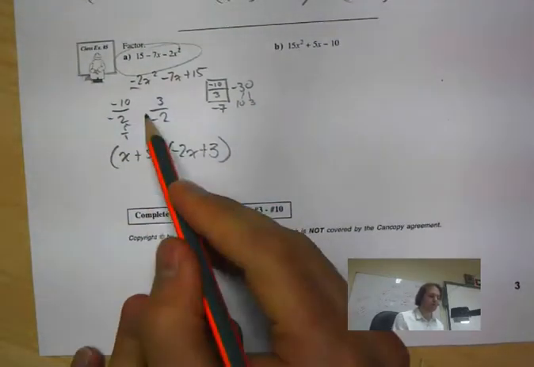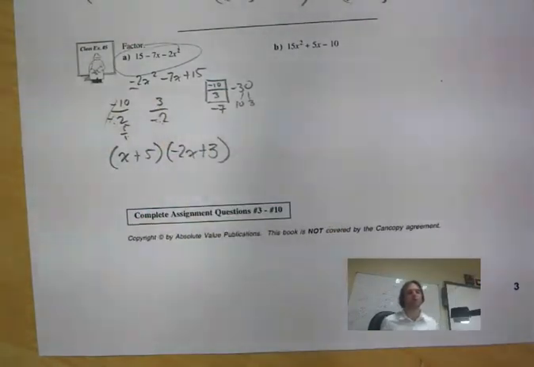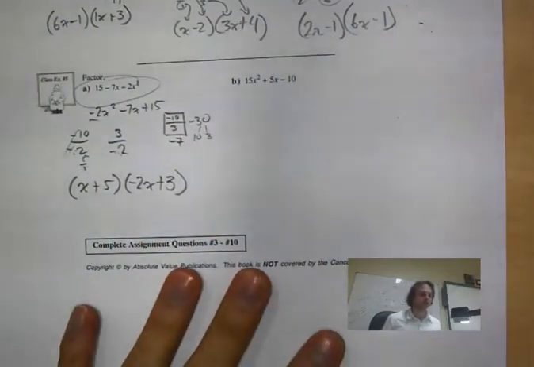Alright? Notice where my negatives went? I kept my negatives there until these canceled off. This one, I kept the negative on the bottom. I didn't put it on top. Okay? And this one I have both negatives. Okay, let's try the next one here.